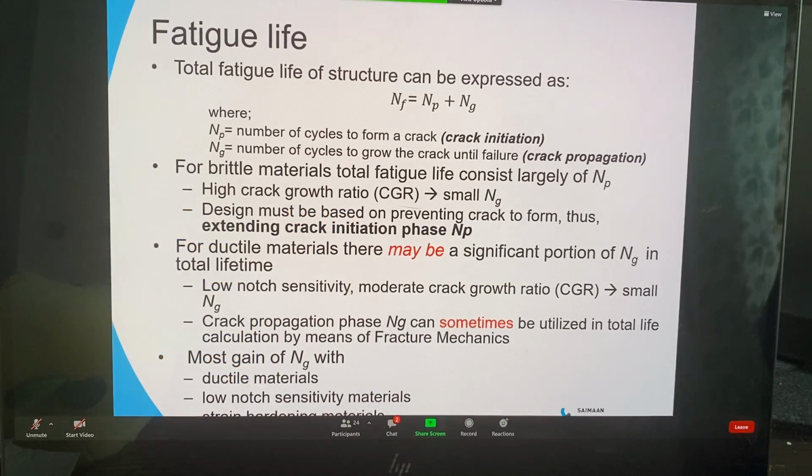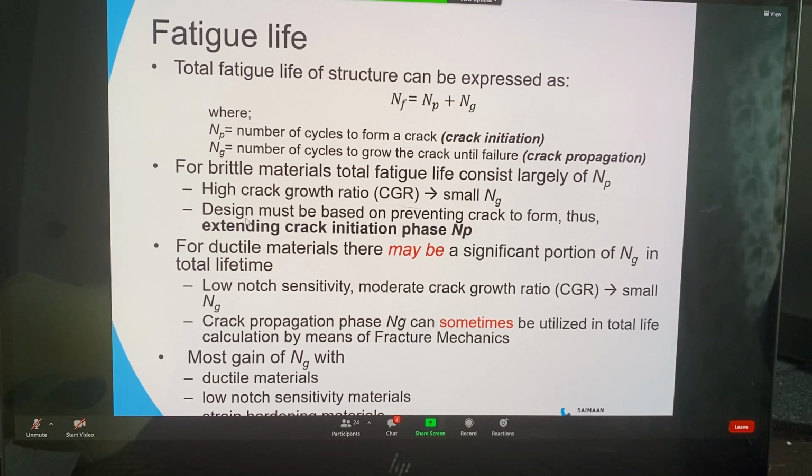And the total life of a fatigue loaded component can be expressed as a sum of the amount of cycles, NP, that is needed to form the crack. So the cycles that are needed to initiate the crack, plus the cycles after the crack initiation that are required to ultimately fail the component. So the crack grows until it completely fails. The sum of these is the total lifetime of a component.